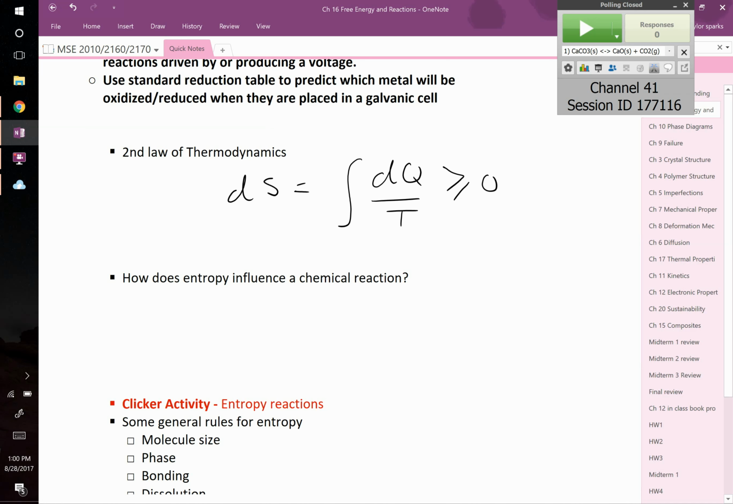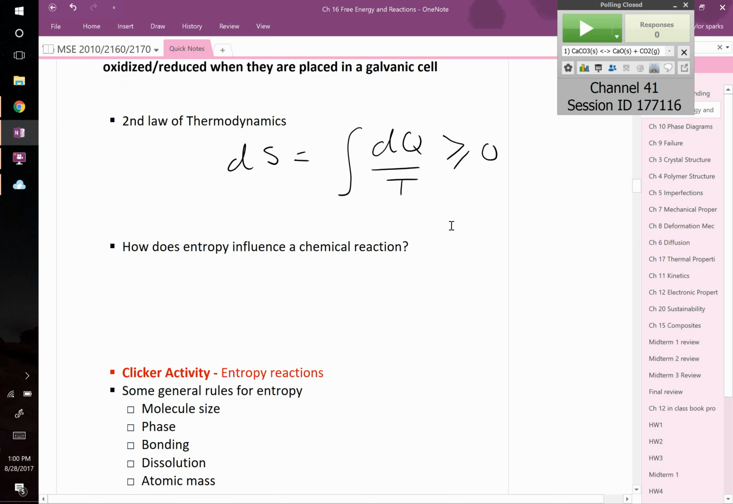Right? So, how does entropy influence a chemical reaction? If we said that entropy increases is the only real outcome, then increasing entropy is going to be a favorable product, right? If you increase entropy, and again, that's just a degree of disorder. Sometimes it's easier to think of it in terms of the degree of disorder. If you increase entropy, then products are favored.